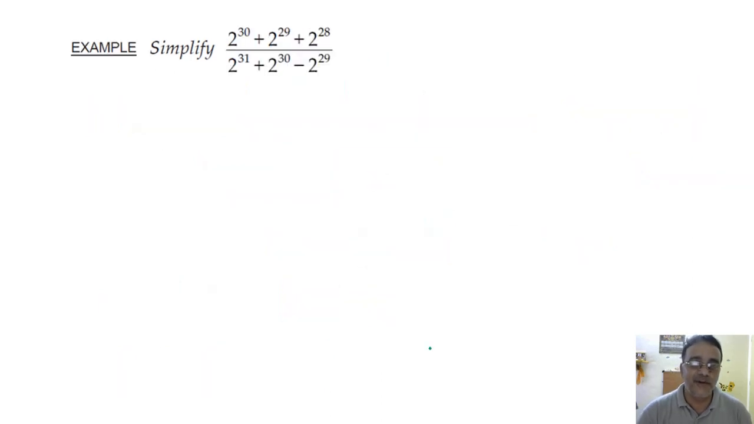This is also a very good question. Simplify 2 to the power 30 plus 2 to the power 29 plus 2 to the power 28, upon 2 to the power 31 plus 2 to the power 30 minus 2 to the power 29. Okay, so यहाँ पे देखो ध्यान से, which is the lowest power in numerator? 2 to the power 28. That we will take common.